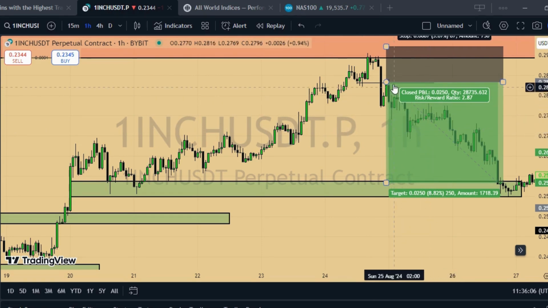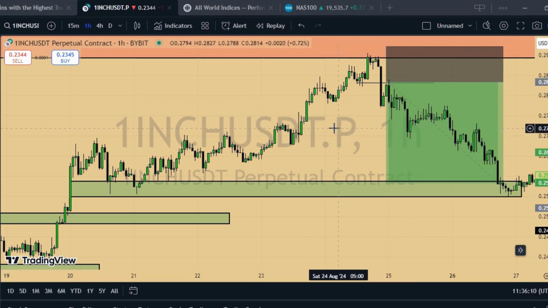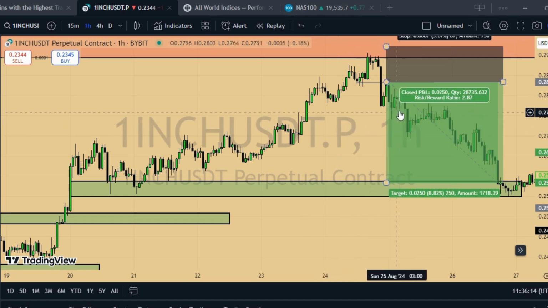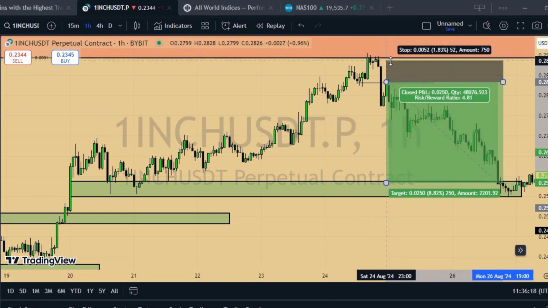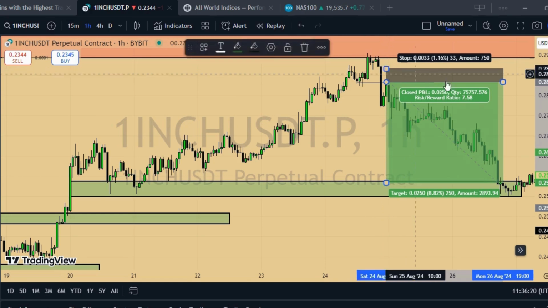Now, when price actually comes to test my entry, it's giving me another break of structure. As you can see, this is another break of structure right here. And I pull down my stop loss close to my entry, making it a 1:7 risk reward ratio. Massive profit. This is one of the simplest strategies anybody can use.